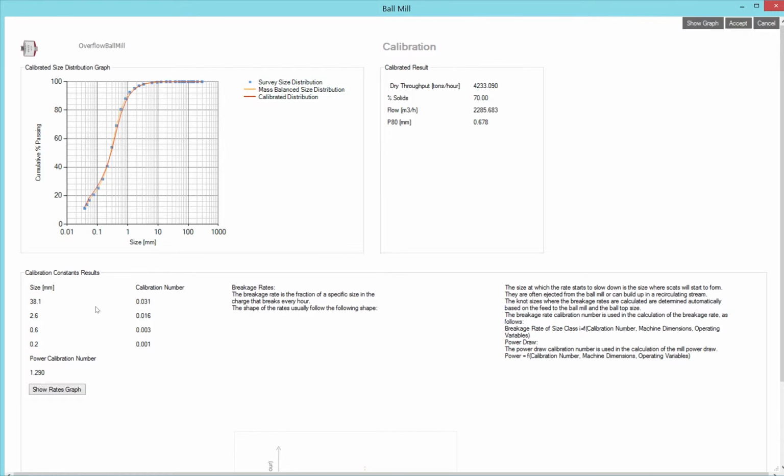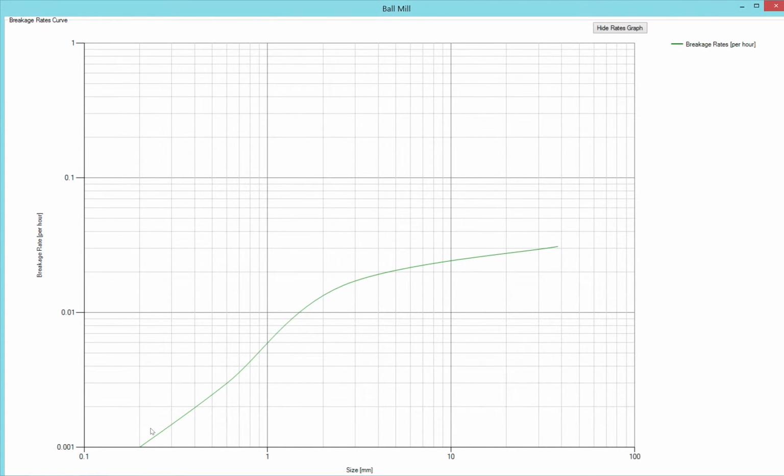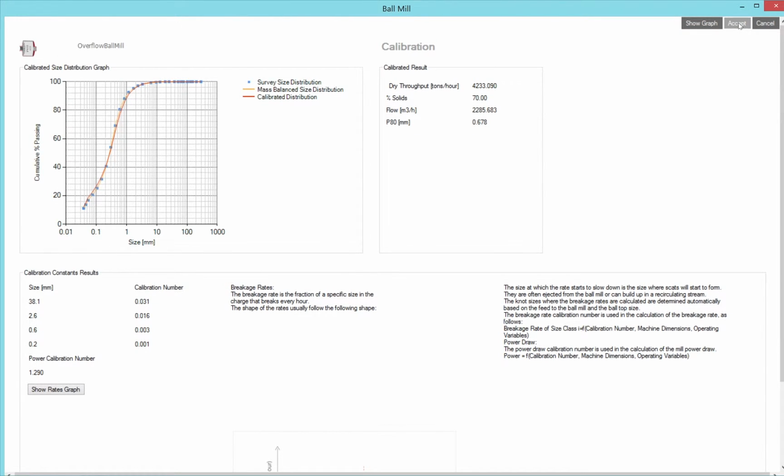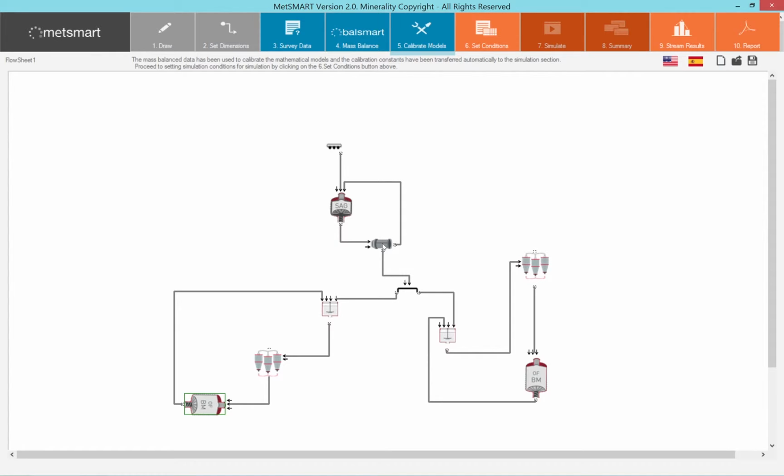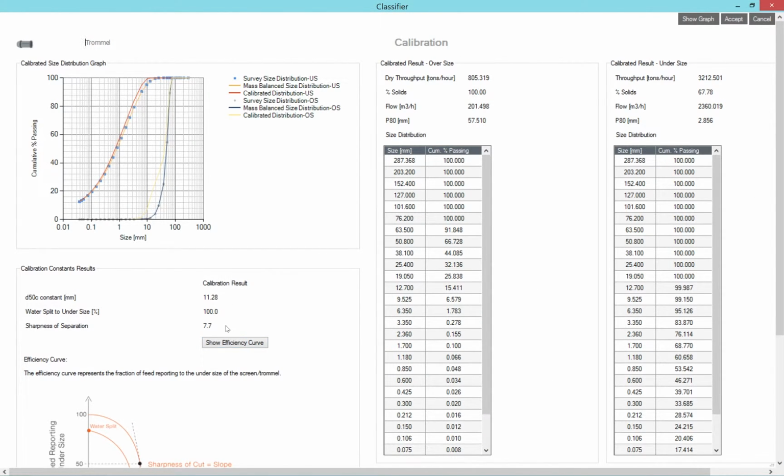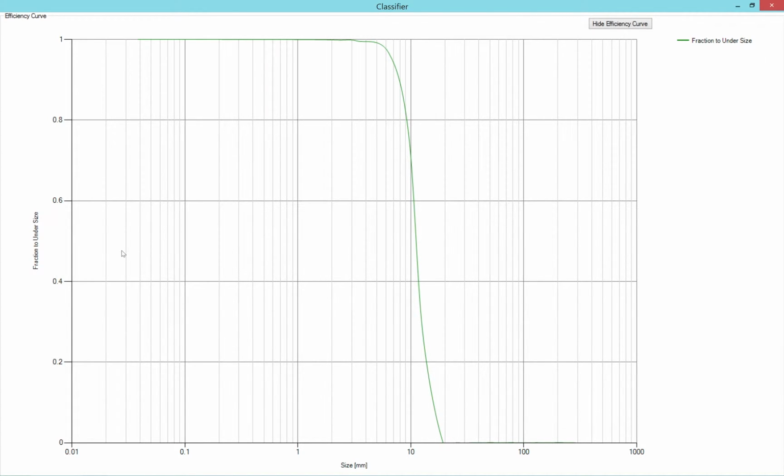So for example, here we have our breakage rates for our ball mill. If we want to look at the graph, you can see that our breakage rates increase up until a certain point where the slope starts to go down. If the breakage rate has gone down dramatically over here, it would have indicated that there was possible scats forming inside the ball mill. Same thing for the trommel. In the trommel we can again see the efficiency curve of the trommel, and here you can see the fraction of the feed reporting to the undersize.